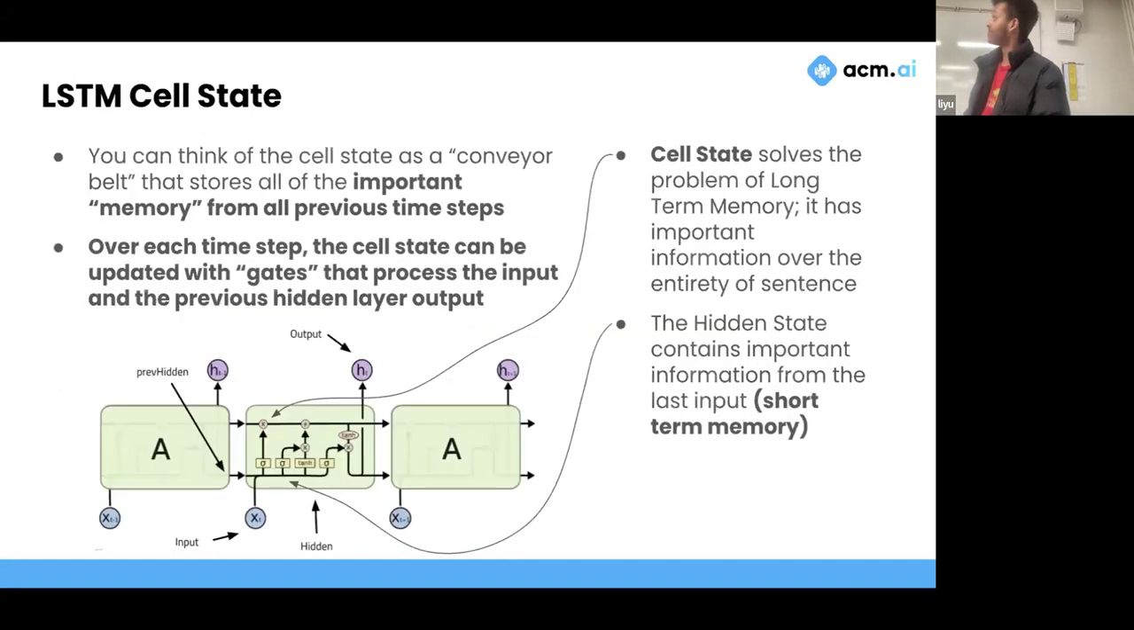And so let's start with the LSTM cell state, right? You can sort of think about the cell state as a conveyor belt that stores all the important information, all the important memory from previous time steps. And on each time step, the cell state is updated to forget the things that it doesn't want and to add the things that it does want based on the current experience, right? So it's sort of like this flow of memory that goes through your neural network, where you add and take away anything that you want so you can use it later on.